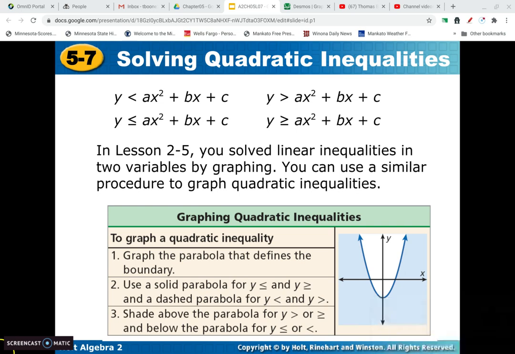All right, we're back here doing 5-7. We're going to be solving quadratic inequalities, and in this case, we're going to be drawing parabolas. Remember, when it's just less than or greater than, we'd use a dotted line. And if it's less than or equal to or greater than or equal to, we use a bold or solid line for drawing the parabola. And remember, greater than is above, less than is below.